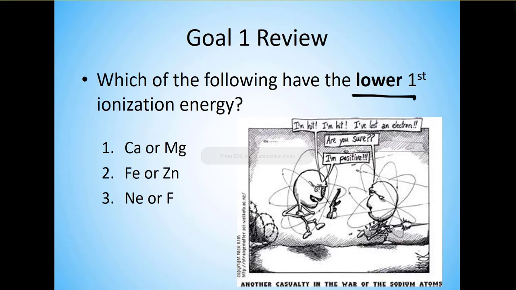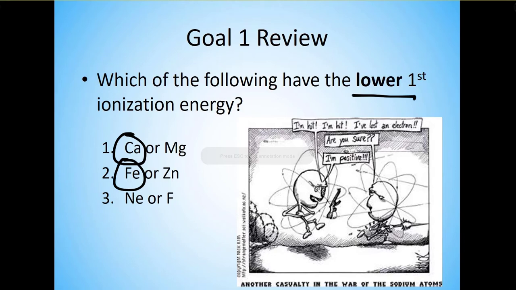Okay, we're back. So looking at the periodic table, we find that the lower first ionization energies are going to be closer to where the metals are. So more on the left-hand side of the periodic table or on the bottom of the periodic table. So we have calcium and magnesium, and calcium is lower than magnesium, so this would have the lower first ionization energy. Looking at number 2, we have iron and zinc. Iron is closer to the left-hand side, or where the low ionization energy is. So that is the low one.